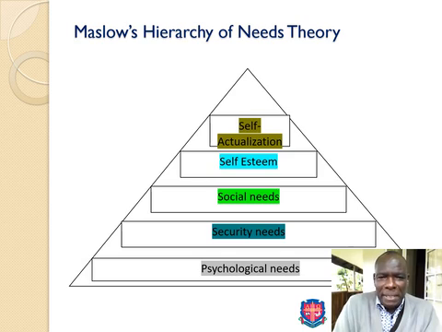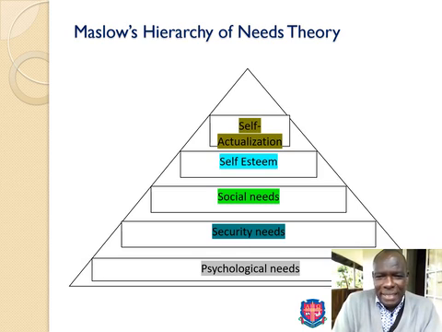Once all that has been taken care of, your next desire is self-esteem. I need to be considered as a person. I am somebody. Somebody must know that I am also somebody. My self-esteem has to be taken care of. People should recognize that I am also somebody.